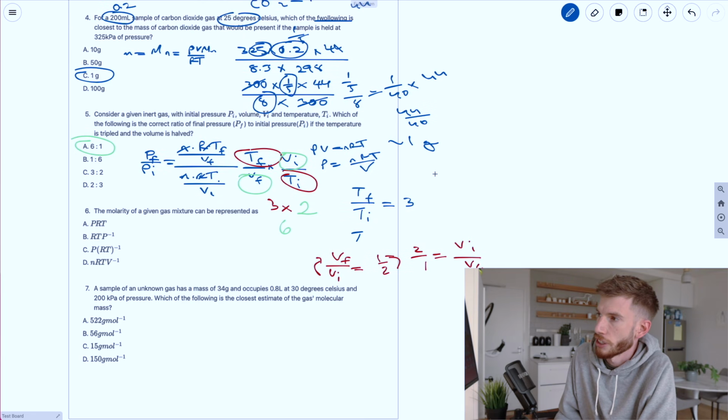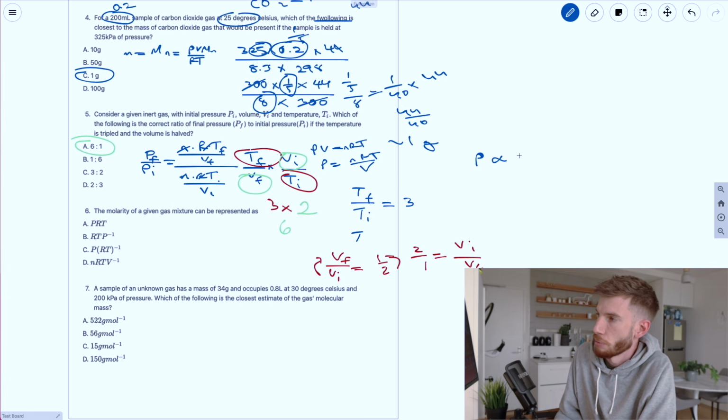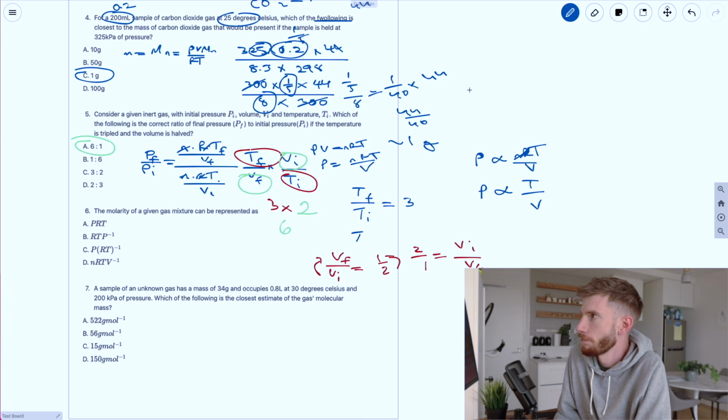You could also do proportionality. P is directly proportional to nRT over V. Since n and R are constant, you can just go P is proportional to T over V, and you can shortcut it right there without all the algebra. Probably saves you a bit of space, and it'll give you the same answer.